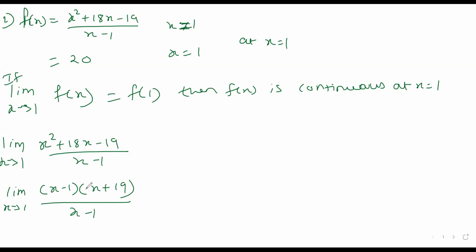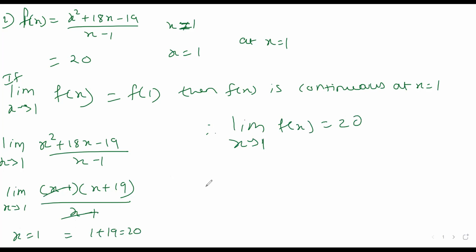Yes, x square plus 19x minus x minus 19. So we will get this x minus 1 will get cancelled. If I put x is equals to 1, I will get 1 plus 19, that is 20. So therefore limit x tends to 1, f of x is 20.